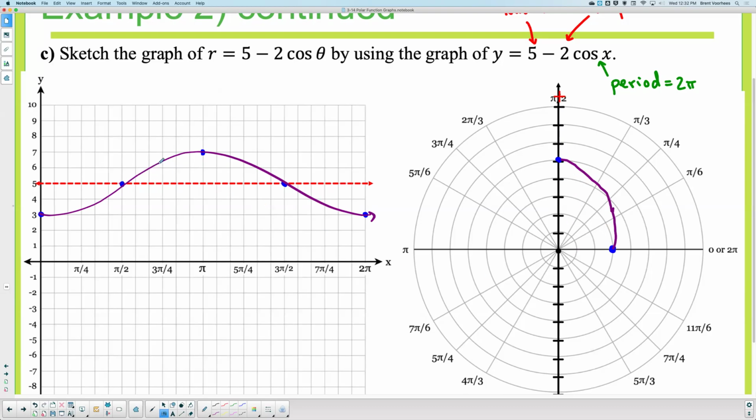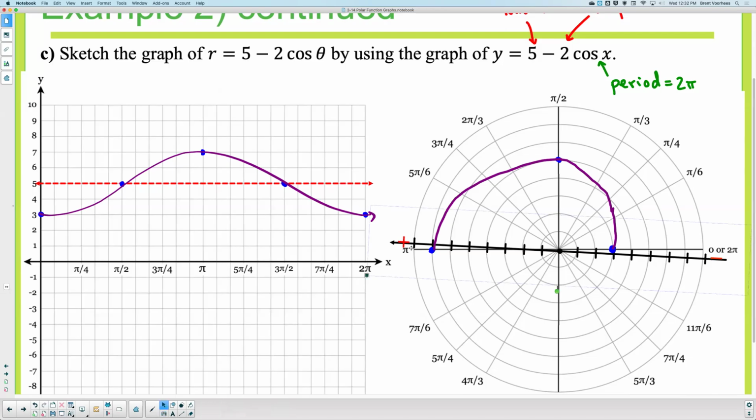Now what happens? We go to pi and it continues to increase. It increases to what value? By the time I get to pi, I should be out to 7. 1, 2, 3, 4, 5, 6, 7. I'm off, but I'm going to go ahead and put the point there. So my graph should continue to increase. My radius should continue to curve outward from the pole, from the origin.